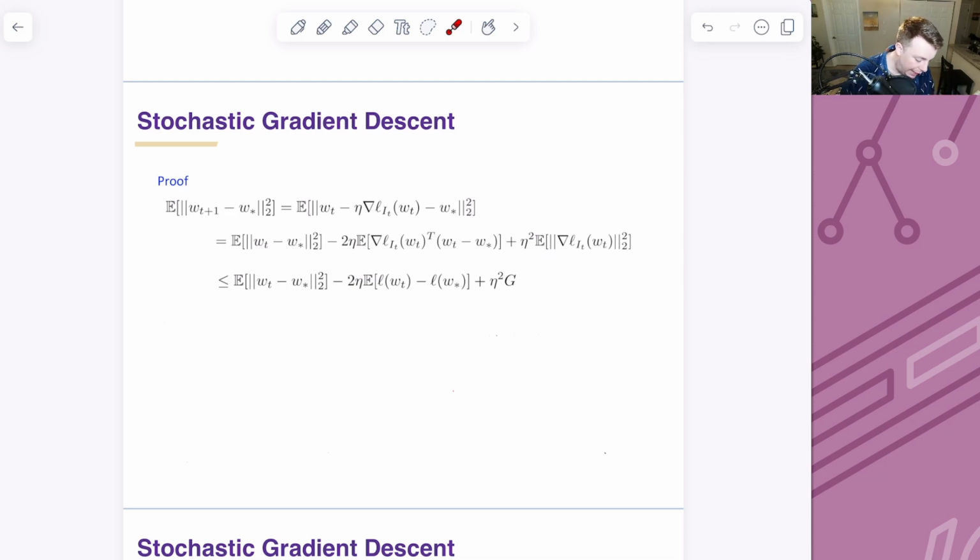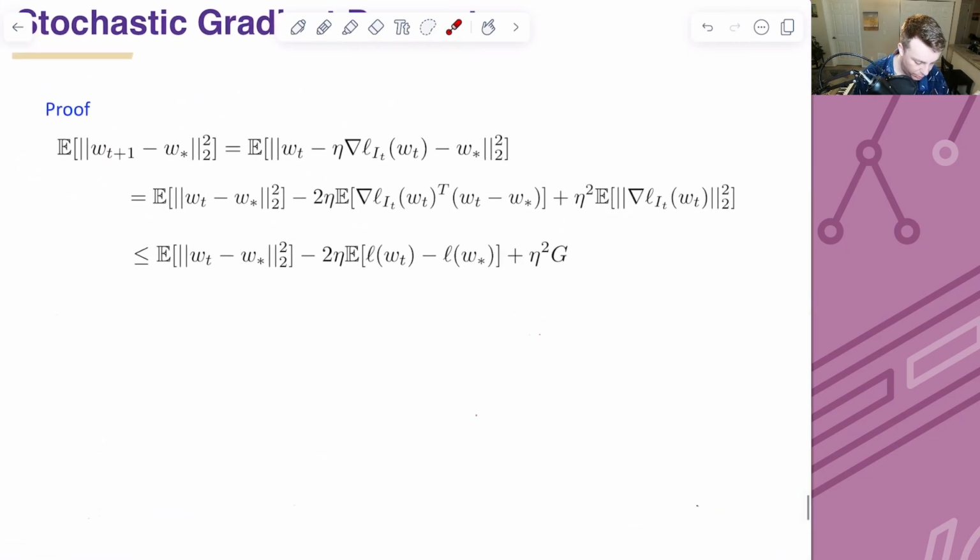Now note, I also changed the middle term, and I'll do a separate mini proof for that. I'm saying that it's at most the expected value of the loss at time t minus the loss at w, the optimal. And it's not clear why those are the same from this equation. So I want us to do a little mini proof here.